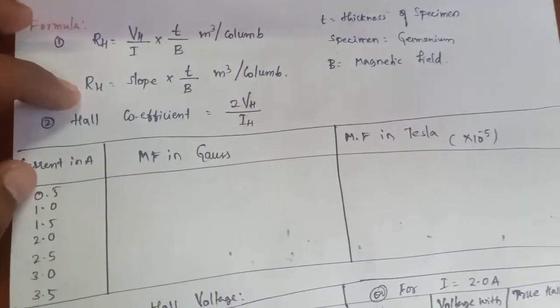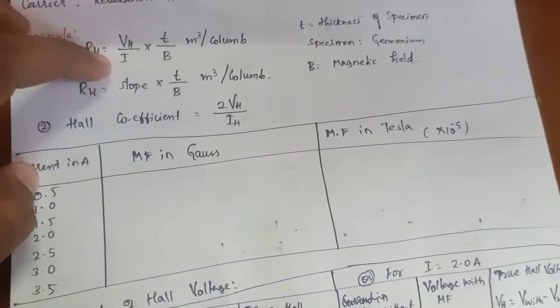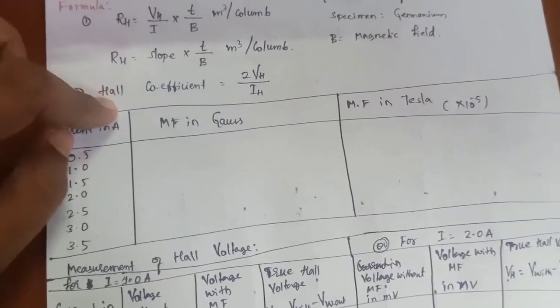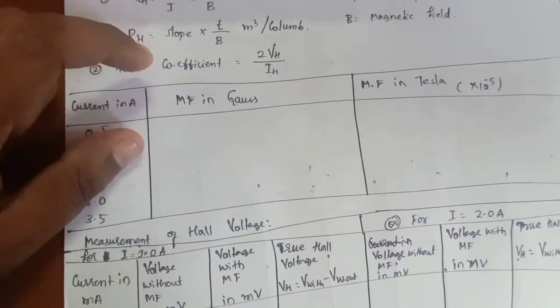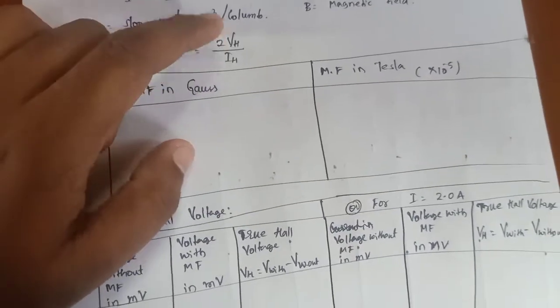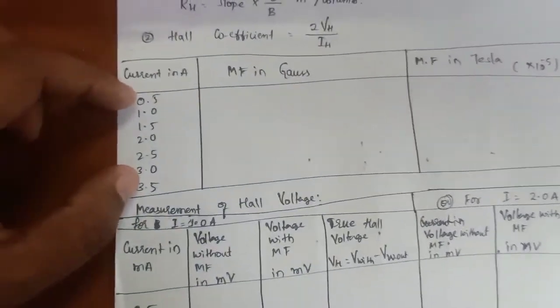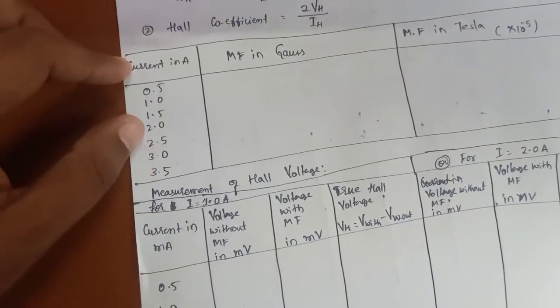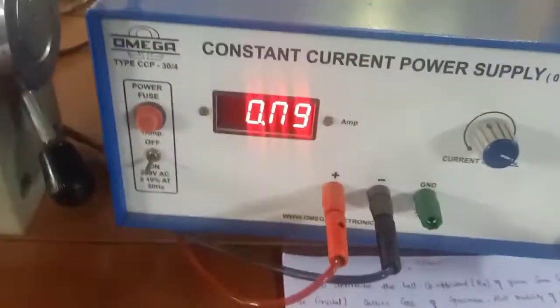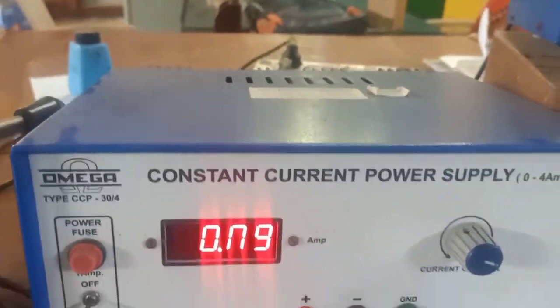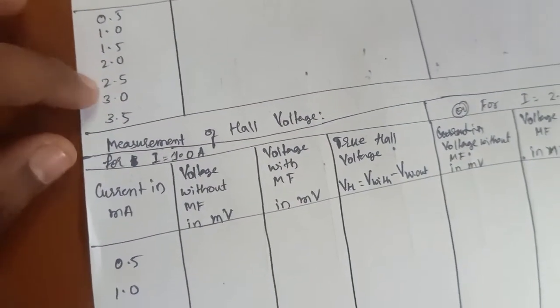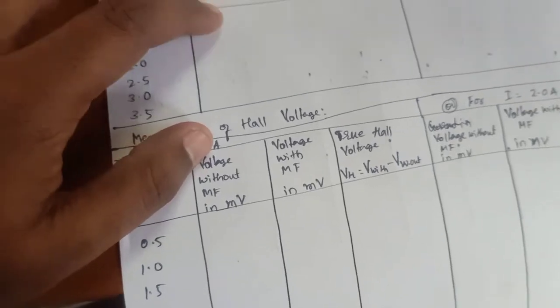Then we need to plot a graph of the slope, that is VH versus I, in the graphical representation, and t by B remains constant. The formula for the Hall coefficient is RH equal to VH divided by I, the Hall voltage divided by the Hall current. At first we have to take the readings, that is current in amps. We have to increase the constant current I: 0.5, 1, 1.5, 2, 2.5, 3, and the magnetic field in Gauss we have to note from the digital Gauss meter.